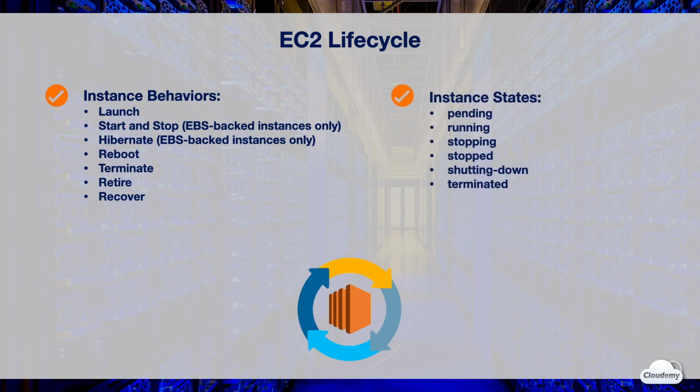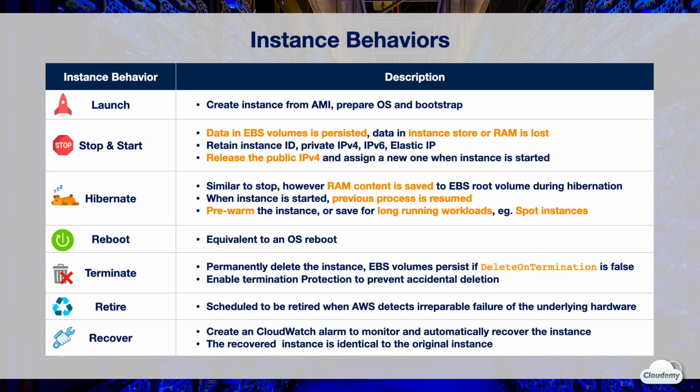When you execute an instance behavior, the EC2 instance can transition through a series of instance states. An instance can be in the pending, running, stopping, stopped, shutting down or terminated state. When you launch an EC2 instance from an AMI, AWS creates the instance and prepares the operating system and bootstrap. The EC2 instance transitions from the pending state to the running state. After the instance has been launched, you can connect to the instance and start to use it.